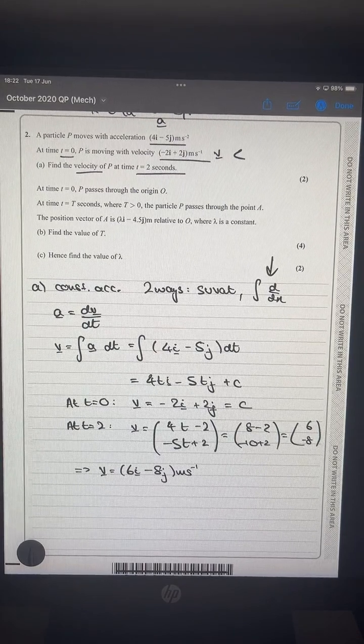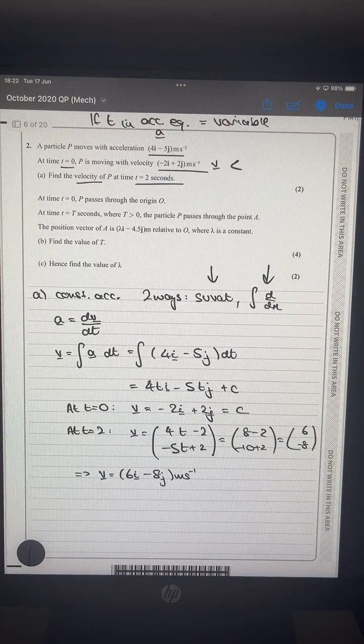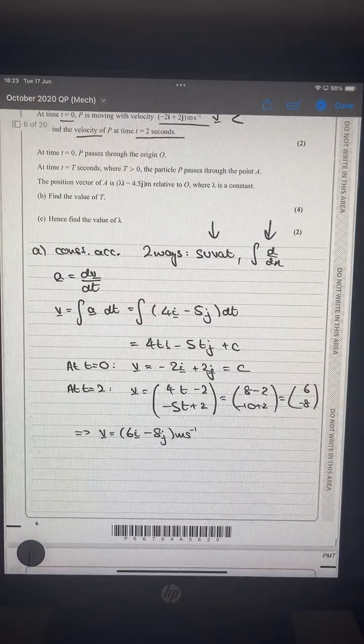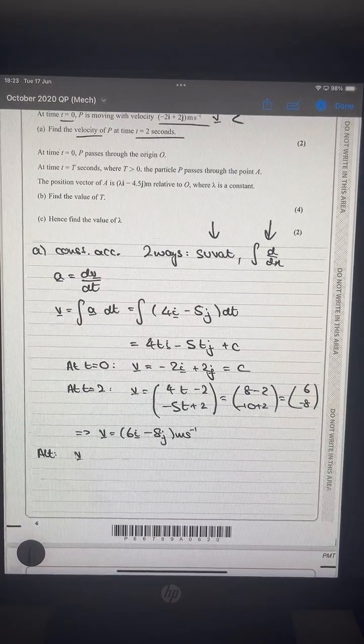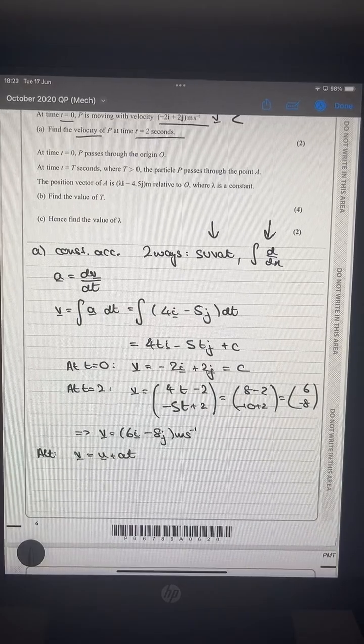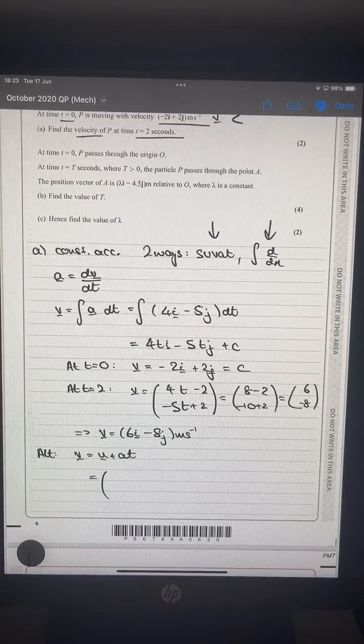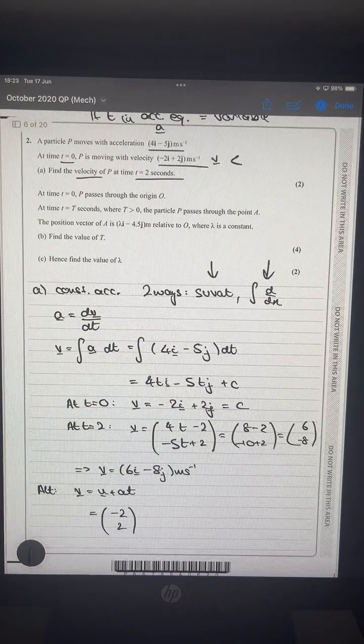You could do it as v equals initial. Exactly, that's the other method we can do, the suvat method. In my opinion, doing the suvat method is so much easier if there's constant acceleration, and you're going to see why. So the alternative method, v equals u plus at. What is my initial velocity here? Minus 2 and 2, right? Because that's the velocity at t equals 0.